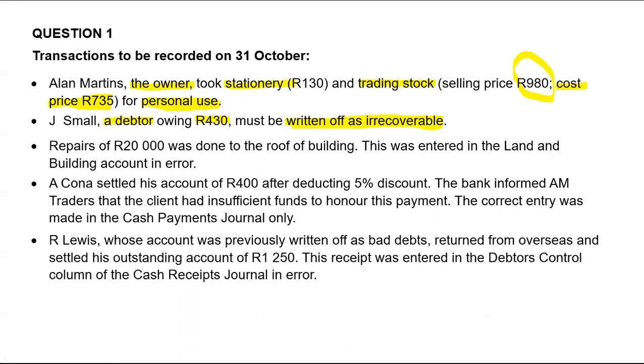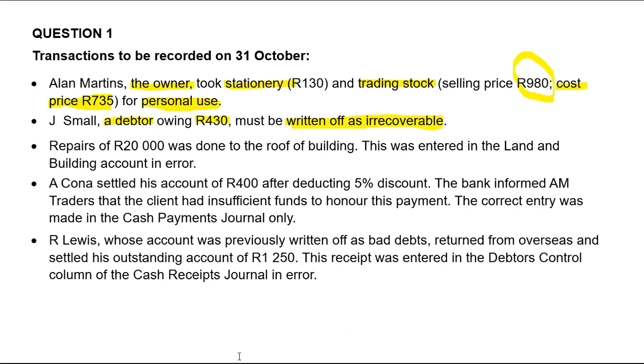Let's go to number 3. Number 3 says that repairs of 20,000 was done to the roof of building. This was entered in the land and buildings account in error. What exactly are they trying to say there? You cannot correct the error unless you know what the error is.